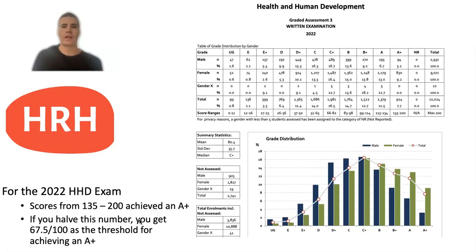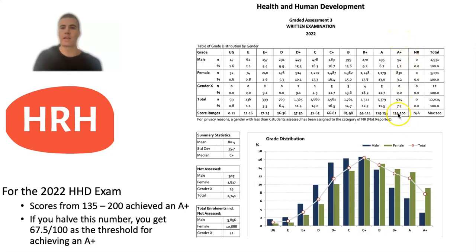When you click on the HHD link, you'll see that there are 3 lots of graded assessments. If you scroll down to graded assessment 3, this is the one that's relevant for your written exam. Graded assessments 1 and 2 are relevant for your SACs, and I'll talk about them in an upcoming video. Then you'll see there's this table which shows you all the letter grades along the top. We're obviously focusing on A+, and down the bottom it shows you the score range that was required by students to achieve an A+ in the exam last year.